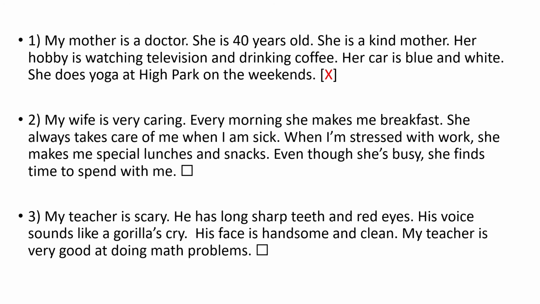In the second group of sentences, we have: My wife is very caring. Every morning she makes me breakfast. She always takes care of me when I am sick. When I'm stressed with work, she makes me special luncheons and snacks. Even though she's busy, she finds time to spend with me. Here we have a clear topic sentence, my wife is very caring. And all the supporting sentences show examples of this caring relationship. All the sentences show how or why my wife is caring.